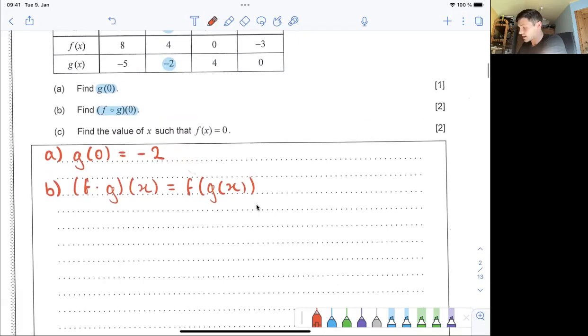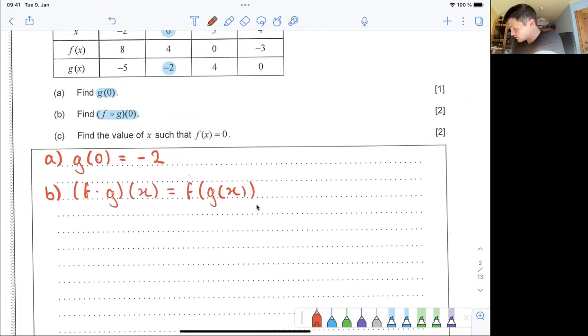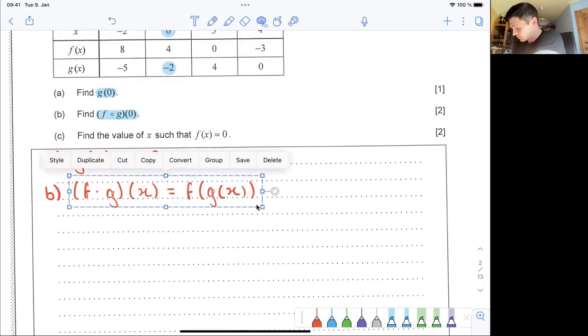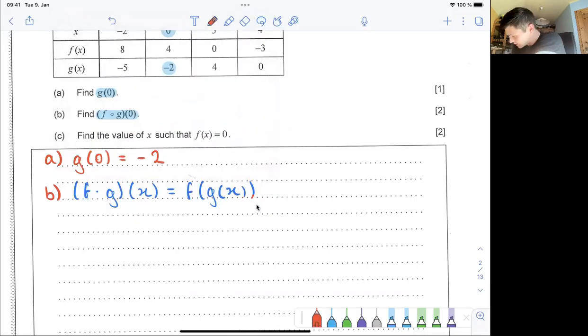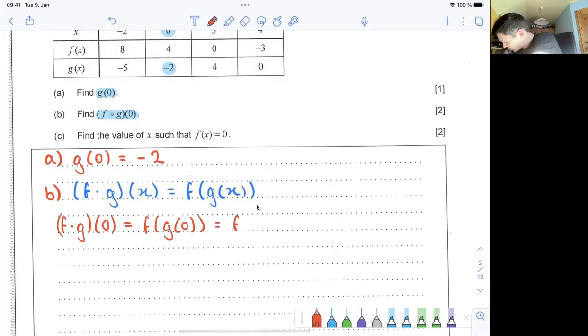So we need to find (f∘g)(0), which will be the same as f(g(0)). From part A, we know that g(0) is equal to -2. So this is going to equal f(-2).